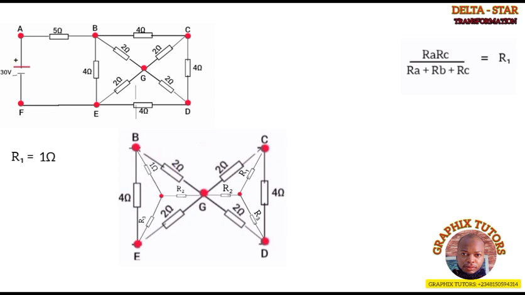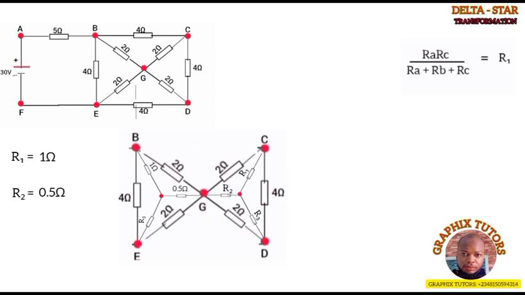Similarly, the same thing applies to get my R2. Now R2 has 2 adjacent resistors, which are 2 and 2. The same thing is applied: multiplying the 2 adjacent resistors over the addition of all the resistors connected in that particular delta, and that is 4 plus 2 plus 2. So we're having 4 over 8, and that will give us 0.5. That's my R2. I can easily come here and put 0.5.